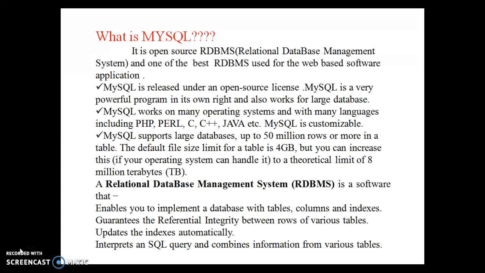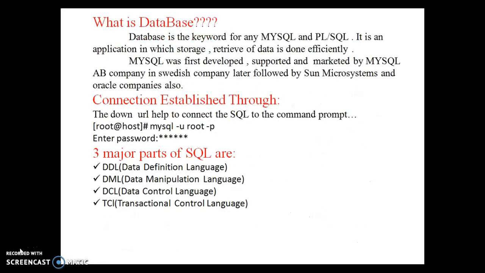It also works on many operating systems and can handle more than 20 languages like PHP, Perl, C++, and Java, etc. Coming to what a Relational Database Management System is: it is software that enables you to implement a database with tables, columns, and indexes. It guarantees referential integrity between rows of various tables, updates the indexes automatically, and interprets an SQL query and combines information from various tables. And coming to what a database is.